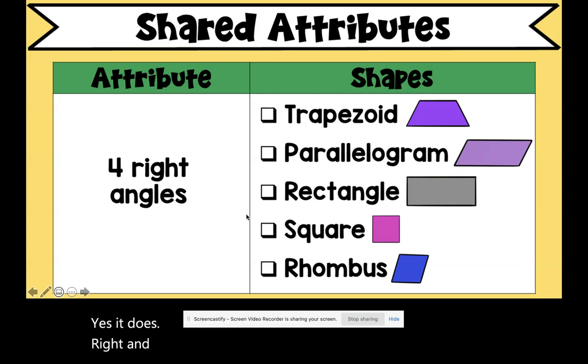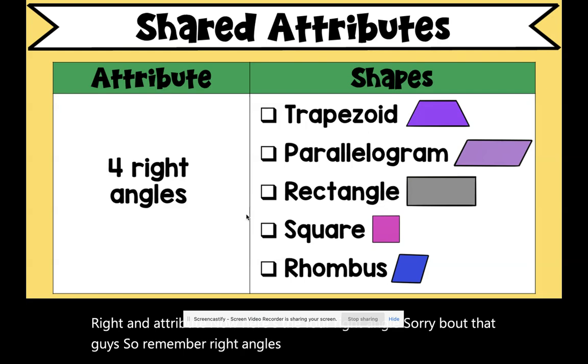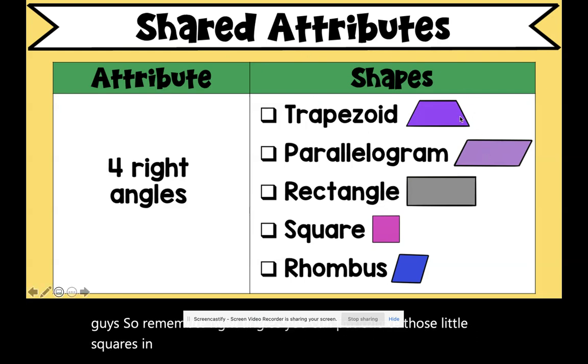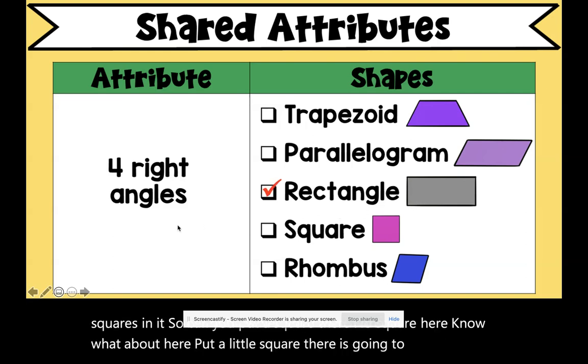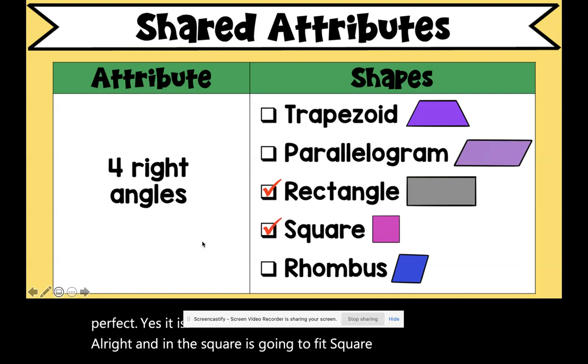All right, an attribute. Now here's the 4 right angles. Sorry about that, guys. So remember, right angles, you can put one of those little squares in it. So can you put a square there? Nope. Square here? Nope. What about here? Put a little square there and it's going to fit perfectly. Yes, it is. All right, and the square is going to fit squares. So yes, that is a shared attribute.